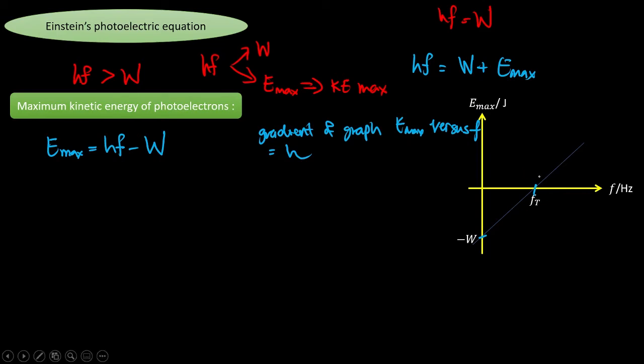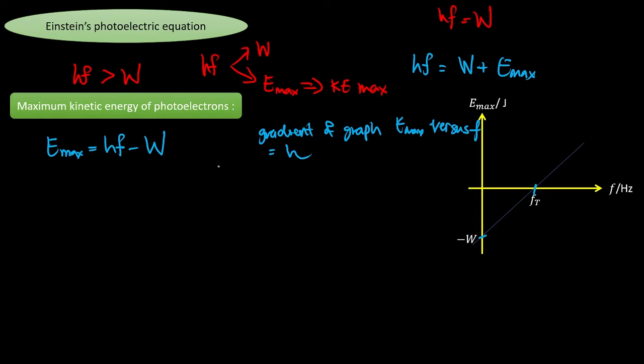So it means that when your frequency is greater than the threshold frequency, only then will the photoelectron be moving at some speed. If not, there will not be enough energy to let the photoelectron move with a certain velocity.